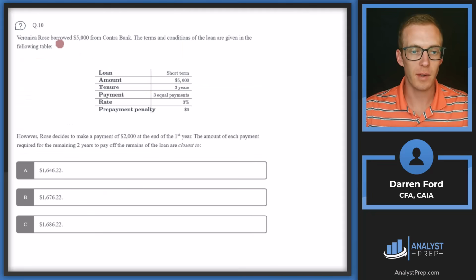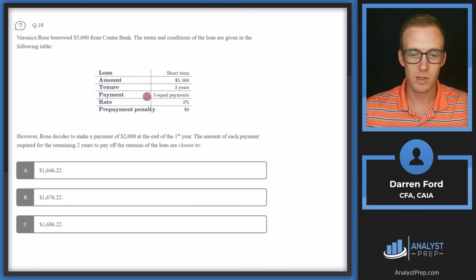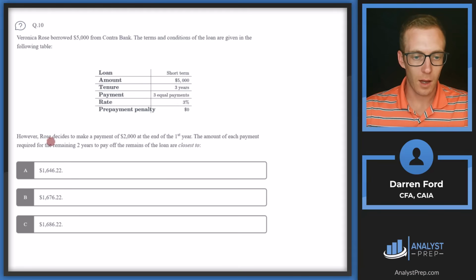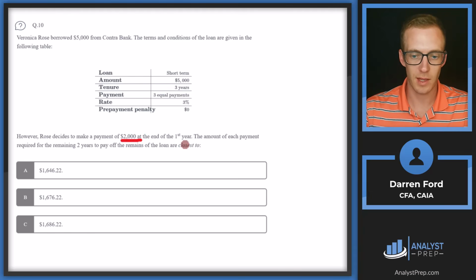Question 10. Veronica Rose borrowed $5,000 from Contra Bank. The terms and conditions of the loan are given in the following table. So it's a short-term loan, $5,000, 3 years, 3 equal annual payments, assuming a rate of 3%, and no prepayment penalty, so you can pay early if you want. However, Rose decides to make a payment of $2,000 at the end of the first year. So instead of those 3 equal payments, we're doing $2,000 at the end of the first year.